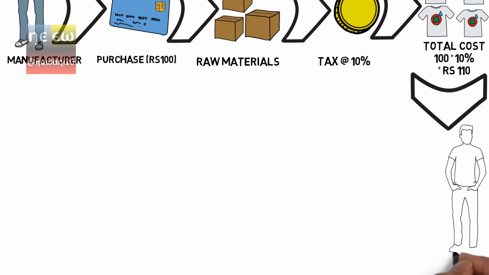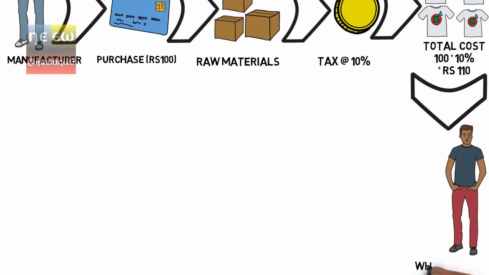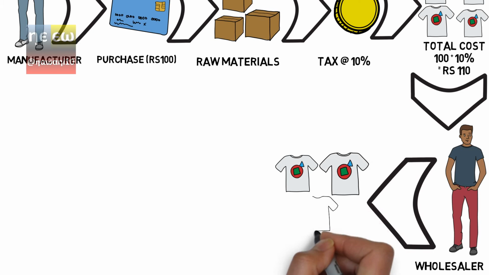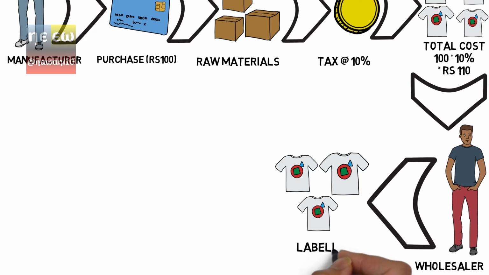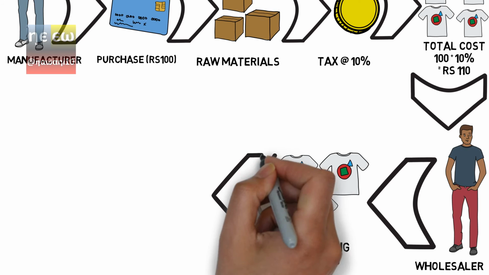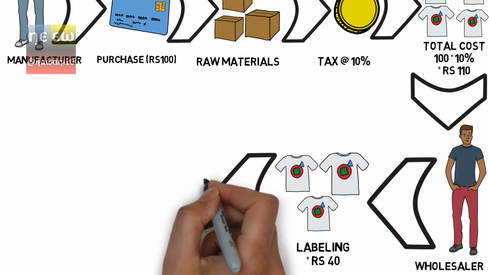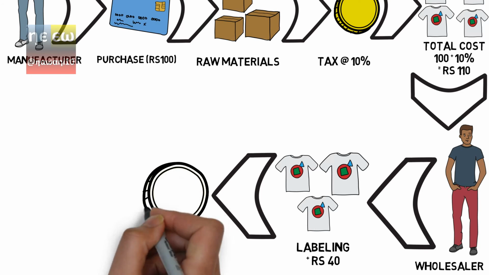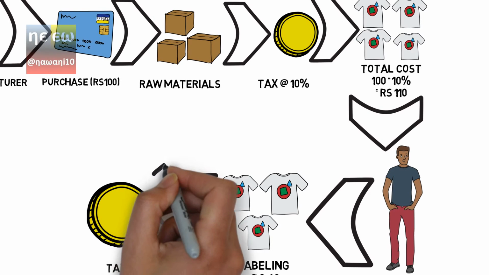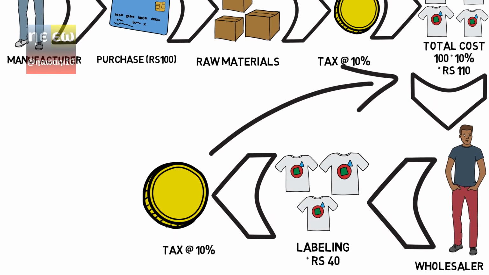The wholesaler buys from the manufacturer. He pays a 10% tax on his cost price because the liability has been passed on to him. Then he adds value of rupees 40 on his cost price of rupees 100, and this brings up his cost to rupees 140. Now he has to pay 10% of this price to the government as tax. But he has already paid one tax to the manufacturer.